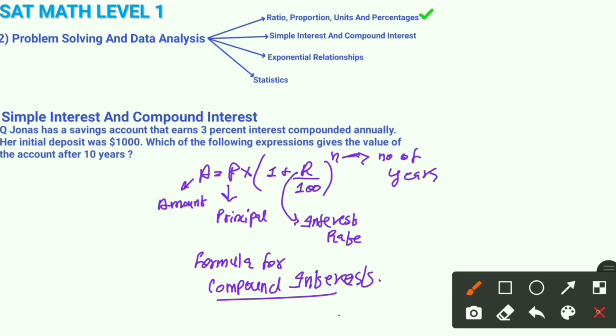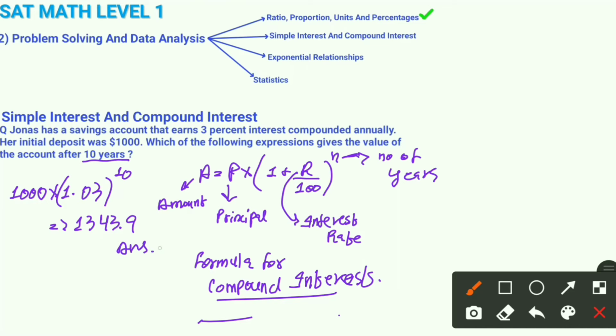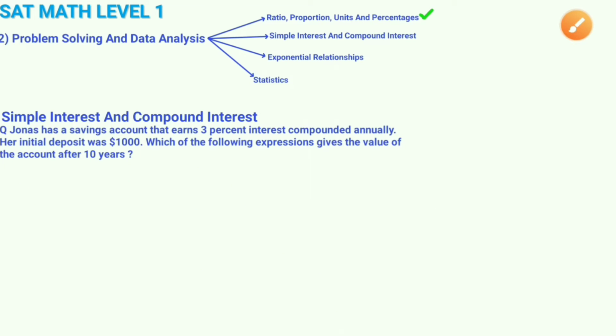So it says $1,000 is the initial deposit, so 1000 multiplied by 1.03, since the compound interest is 3%, and we have to do this after 10 years, so to the power of 10, and then we'll get the amount after 10 years. 1.03 to the power of 10, and it's going to be 1343.9. This is the amount after taking the compound interest for 10 years. This is the answer. So we need to remember this formula.